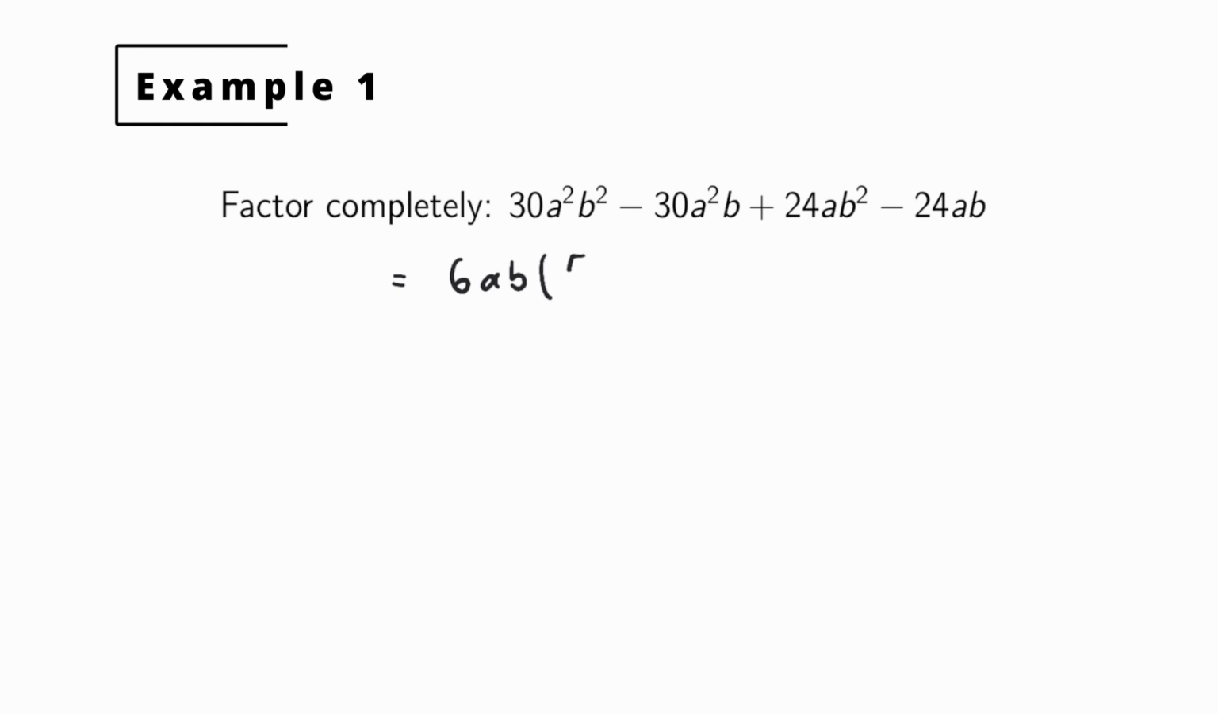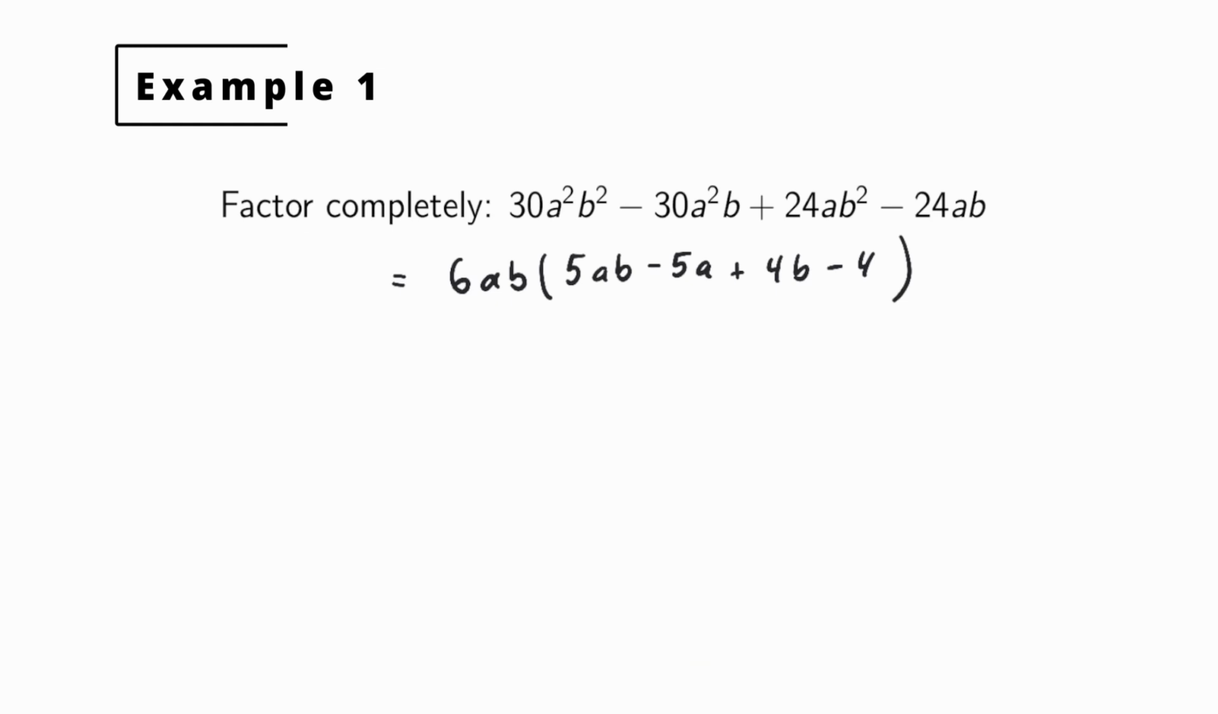In the first term, we will have 5AB. The second term will be 5A. The third term will be 4B. And the final term will be negative 4. As I said in the steps, we now have this greatest common factor times this remaining polynomial. And this remaining polynomial has 4 terms, so we think, can we factor this by grouping?